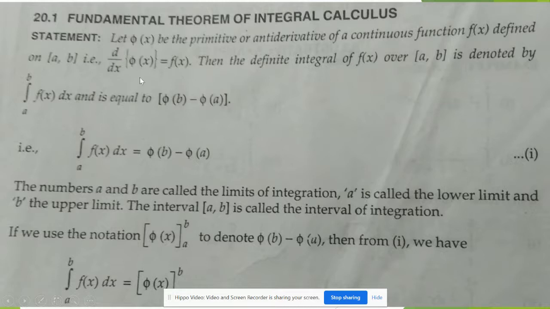We know that differential calculus and integral calculus are reverse processes. So if the derivative of phi of x is f of x, the function, then the integral formula for f of x will be phi of x. So today we are going to see it with the limits a to b. So what happens after integrating this function f of x? We have to apply the limits a and b, so that we will get phi of b minus phi of a, that is, upper limit minus lower limit.